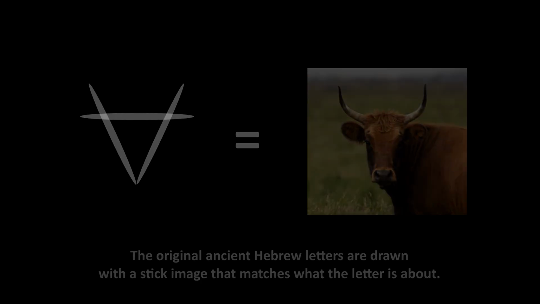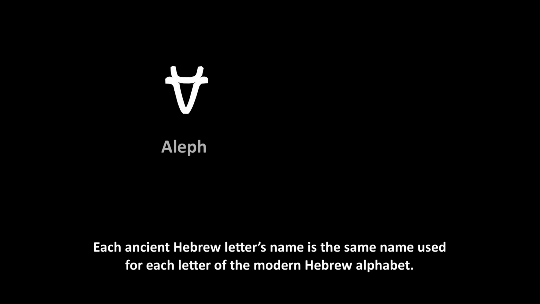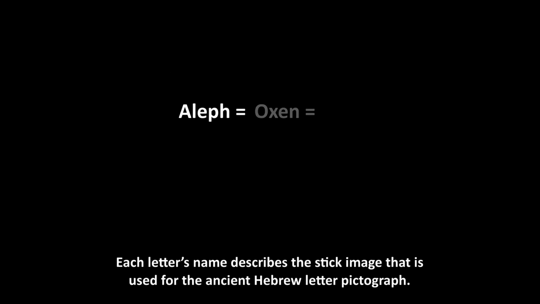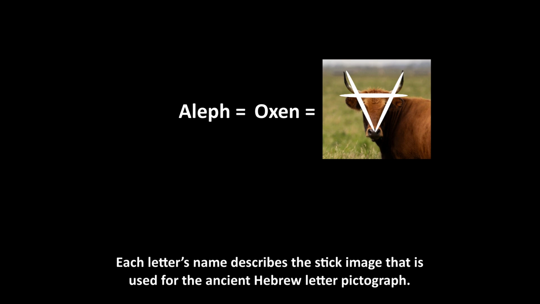The original ancient Hebrew letters are drawn with a stick image that matches what the letter is about. Each ancient Hebrew letter's name is the same name used for each letter of the modern Hebrew alphabet. Each letter's name describes the stick image that is used for the ancient Hebrew letter pictograph.